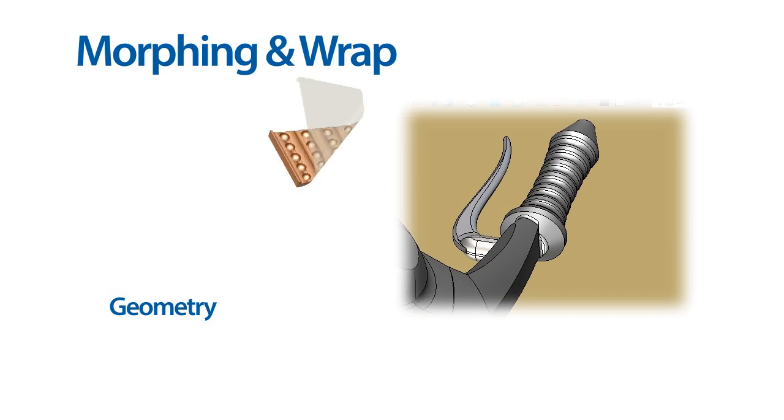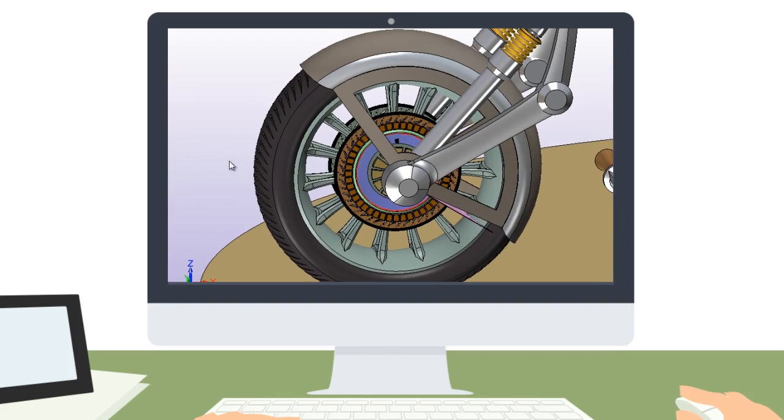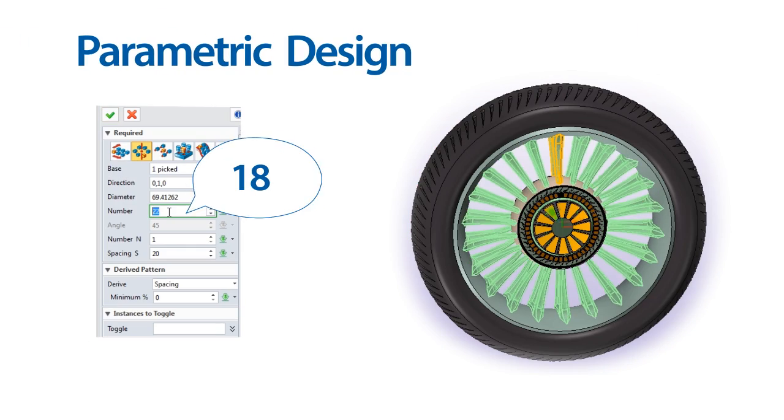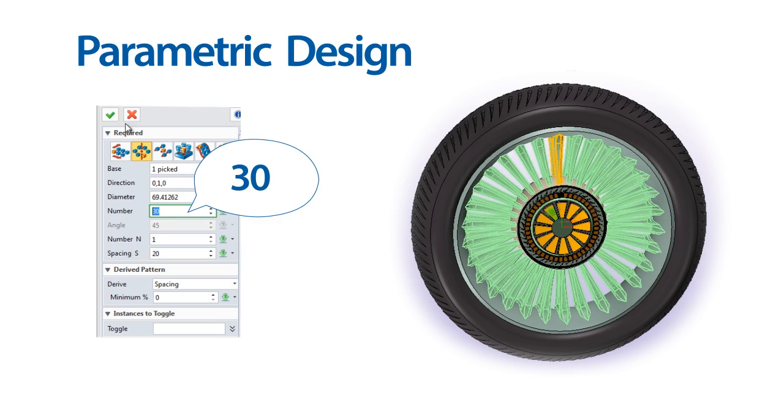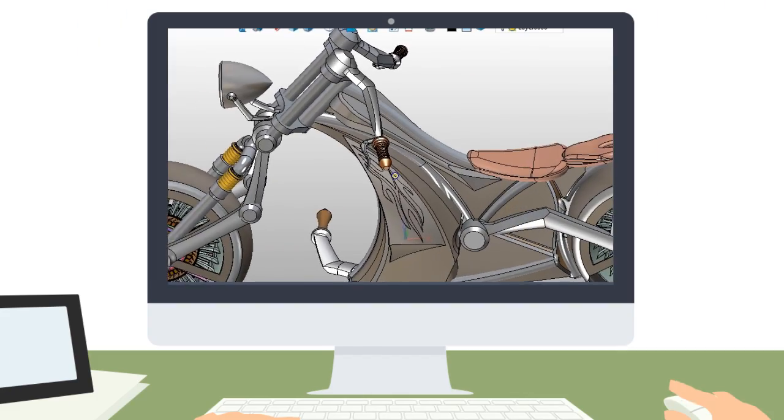Morphing and wrap can create complex, detailed designs in a simple way. With parametric design, versatile designs can be quickly created with just a few bigger changes. Powerful translate and inlay functions can easily convert a 2D image logo to 3D geometry.